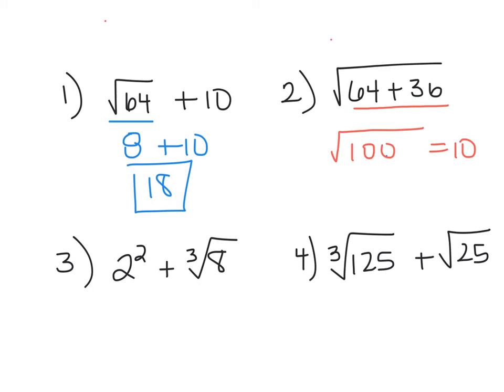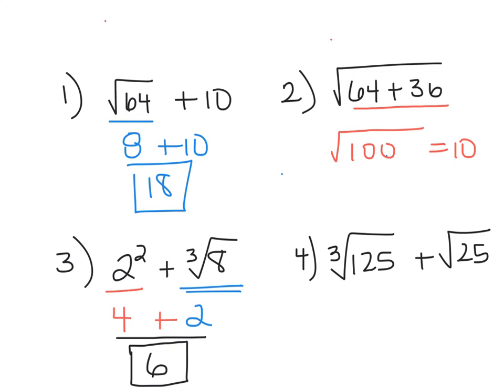Okay, in this first example, we have to figure out, what is 2 squared? And we know that 2 squared is 4, because 2 times 2 is 4. Then we have to figure out what is the cube root of 8. So what 3 numbers can I multiply together to get 8? The cube root of 8 is 2, because 2 times 2 times 2 equals 8. Then we can go ahead and add these two together, and our final answer is 6, because 4 plus 2 is 6.